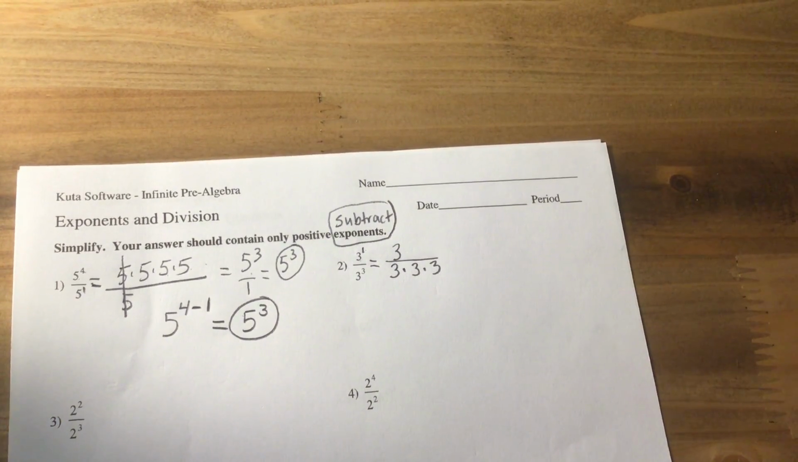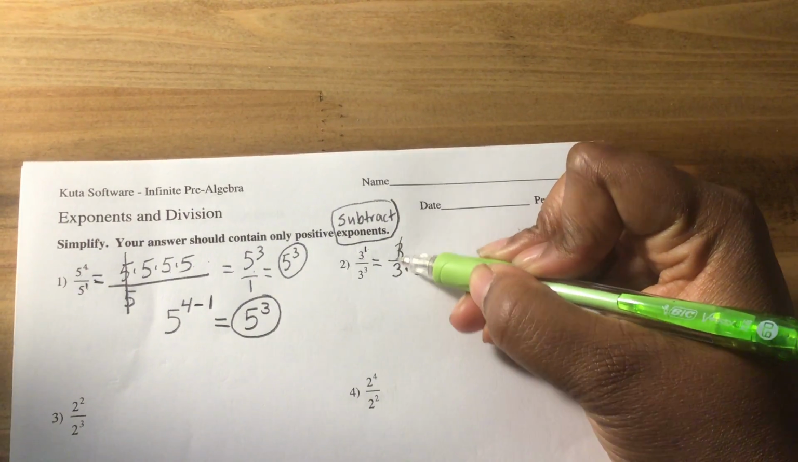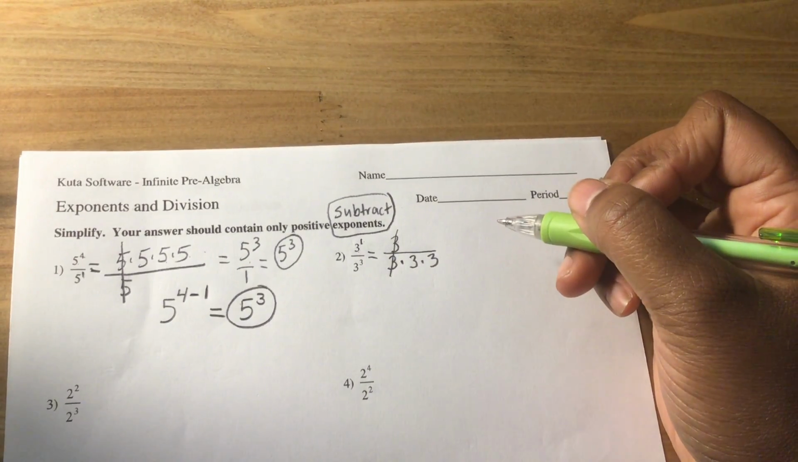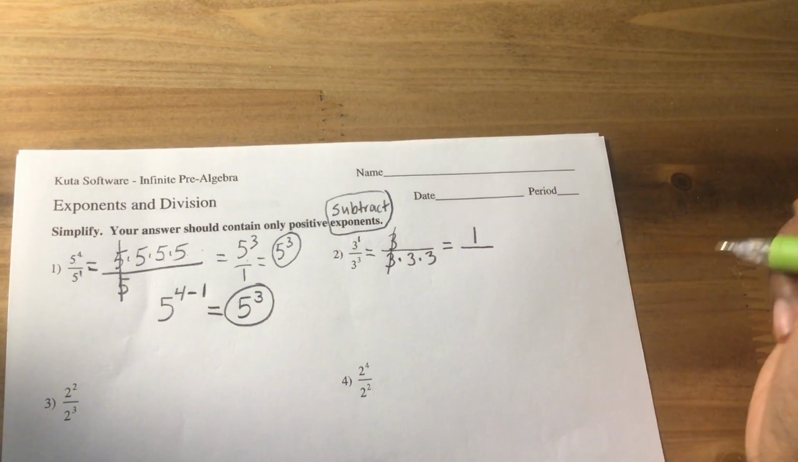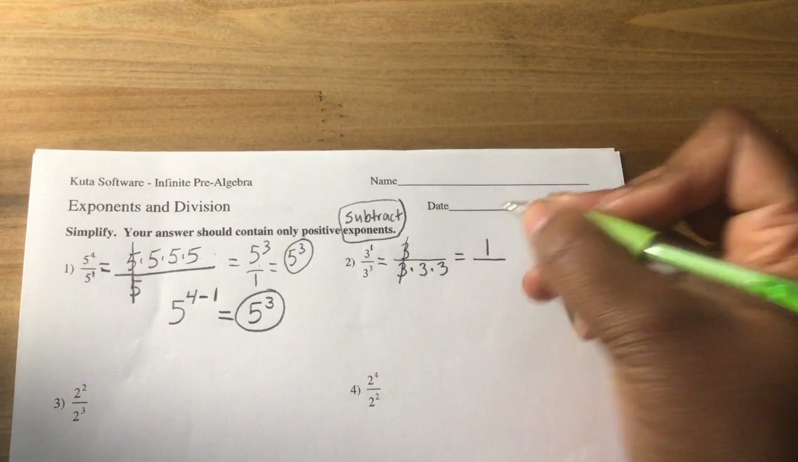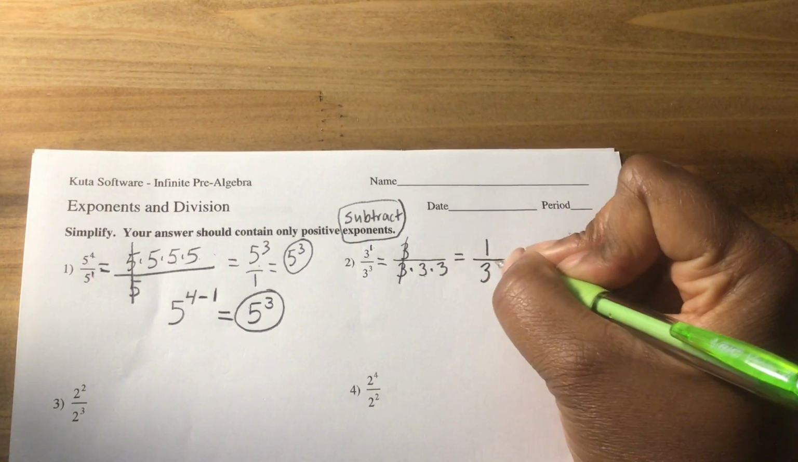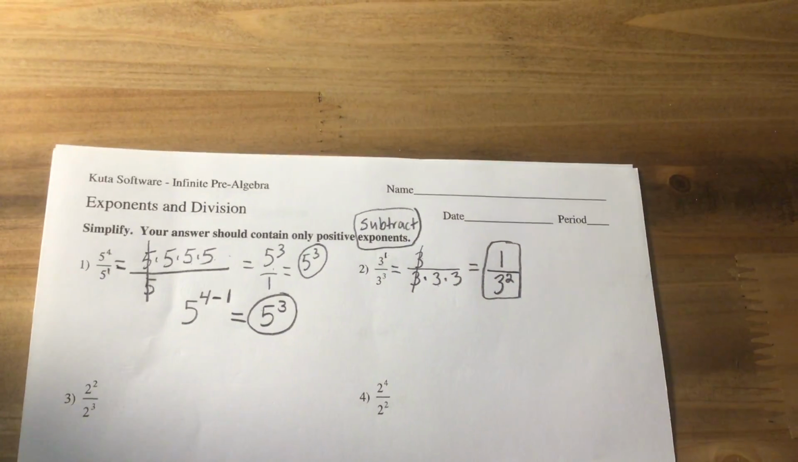Now we're going to divide. So when we divide 3 divided by 3, this is going to give us 1. So on the top here, we're going to have 1. On the bottom, 3 is being multiplied 2 times. So this is going to be 3 to the second power. This is going to be my answer.